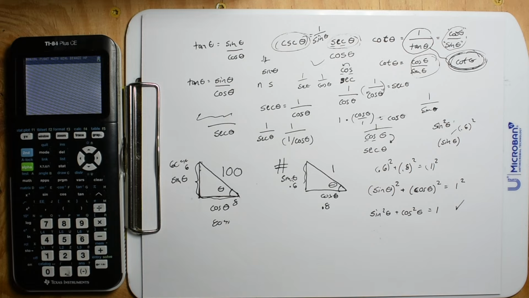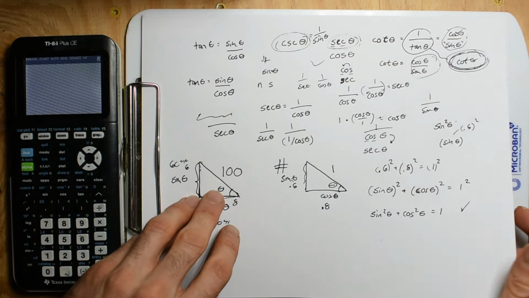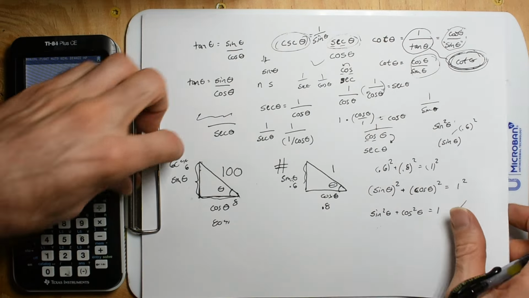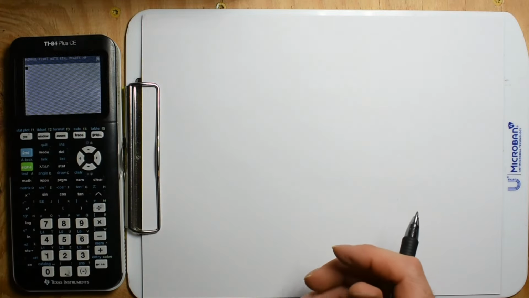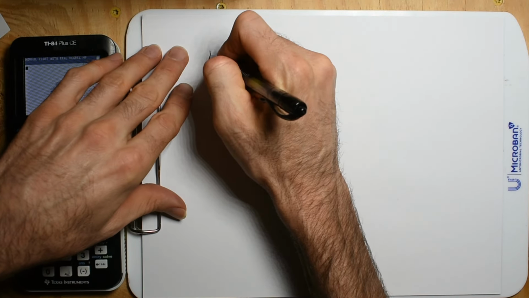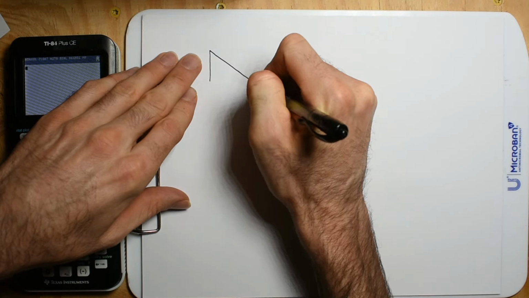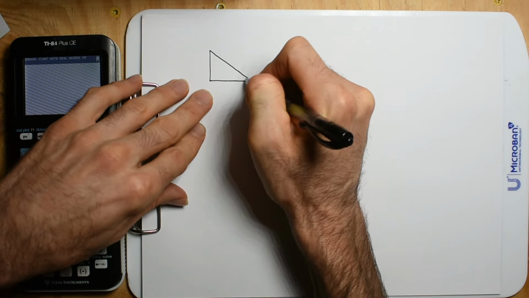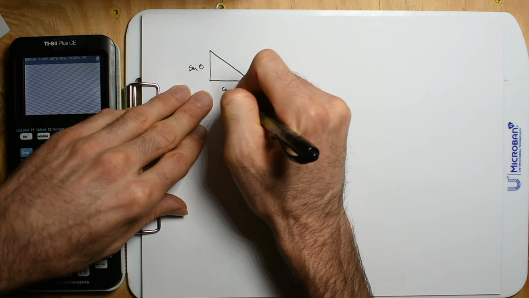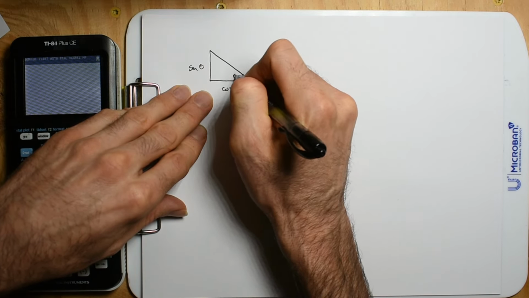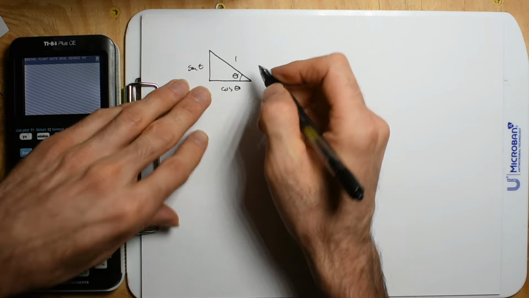And we can't end it there, because the most important thing about, so that's just from the geometry side. But then, this is sine theta, this is cosine theta, this is theta, and this is 1.